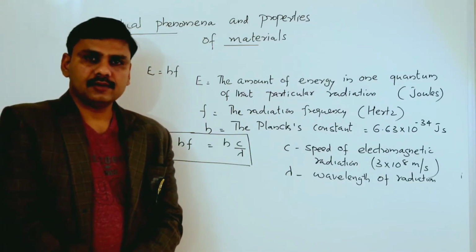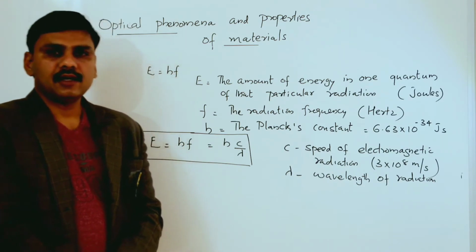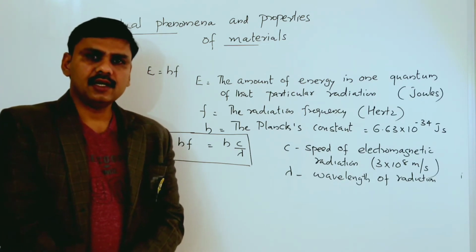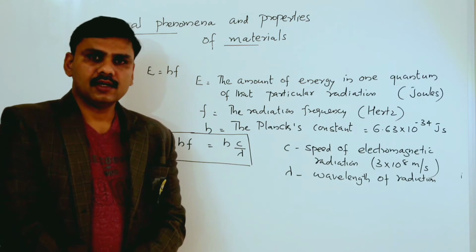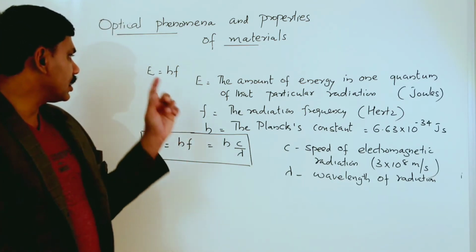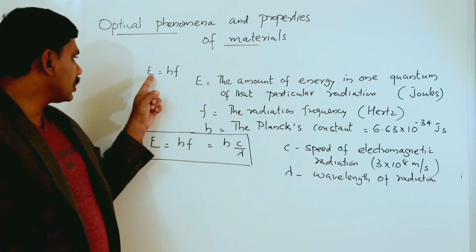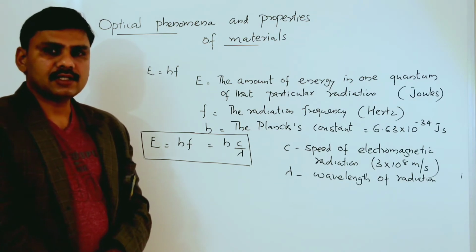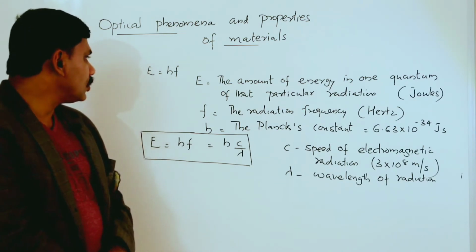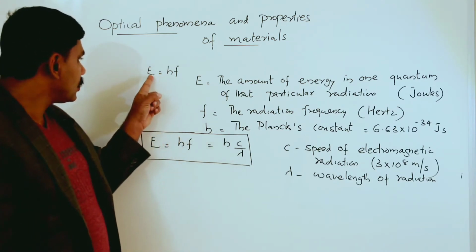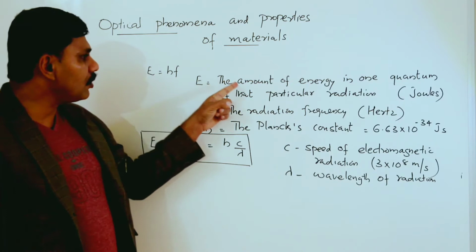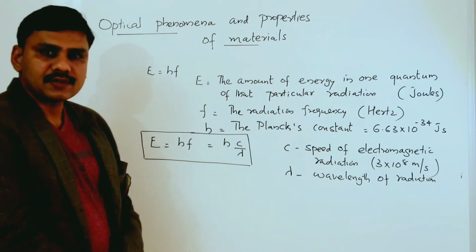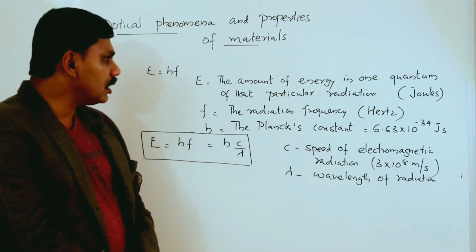In 1901, the German physicist Max Planck suggested that electromagnetic radiation consists of packets of energy. Each packet of energy is known as a quantum. The energy of each quantum of radiation is given by the equation E equals hf. So each packet has energy, and the energy of each packet is E equals hf. This is known as the quantum of energy. E is the amount of energy in one quantum of that particular radiation, and that energy is expressed in joules.